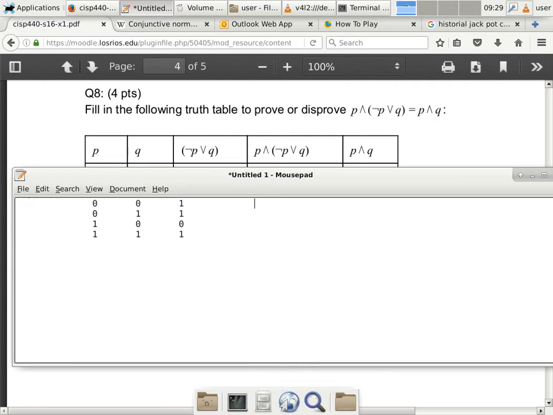So we're good there. Okay, with this one, we are just adding P and then the previous column.